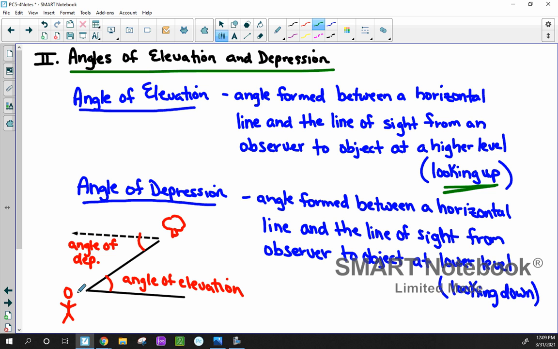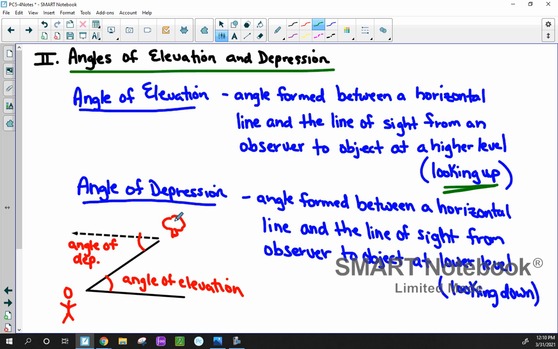Basically, I'm standing here, if my eyes are looking straight ahead, and then I suddenly see something in the sky, maybe a hot air balloon or a plane or something. When I look up, that angle that I've created by looking straight ahead and up is an angle of elevation. Angle of depression is the opposite.